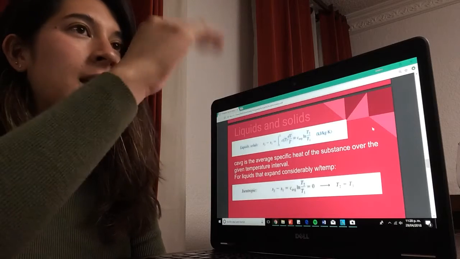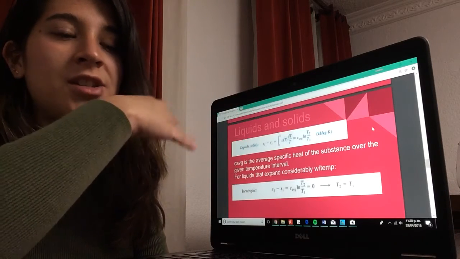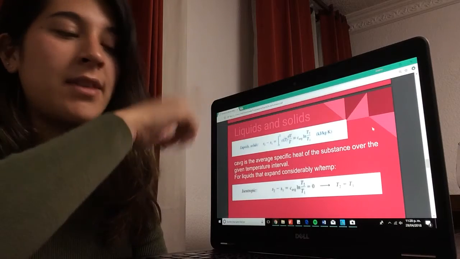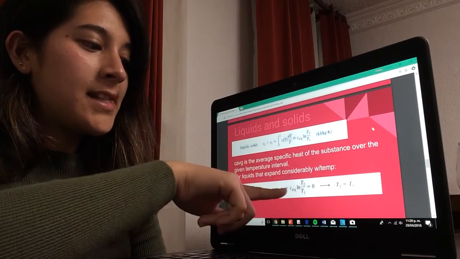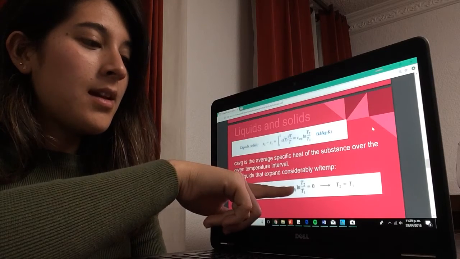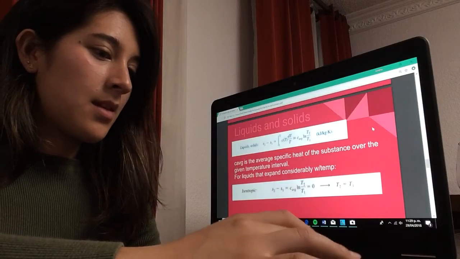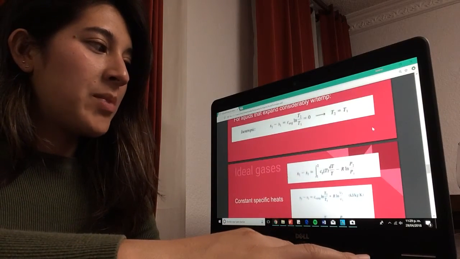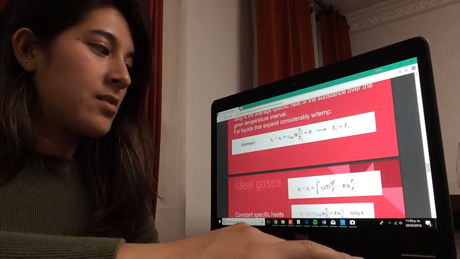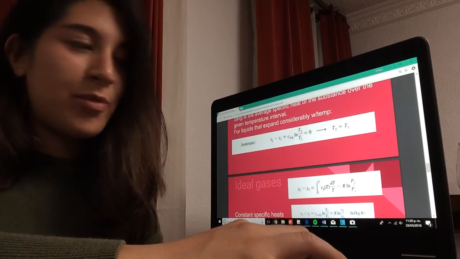And in the case of liquids that expand considerably with a change in temperature, we're going to have this equation, and this states that temperature 2 equals temperature 1. And this is an isentropic process because there's no change in entropy.